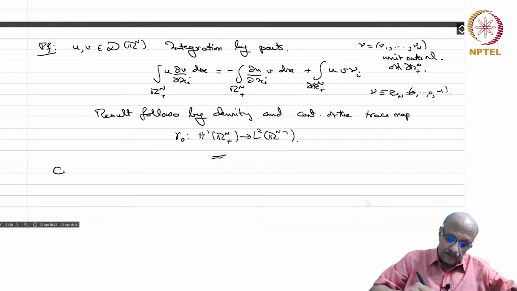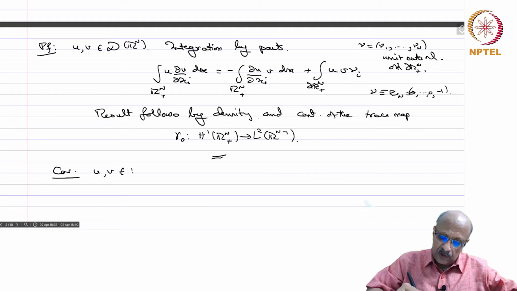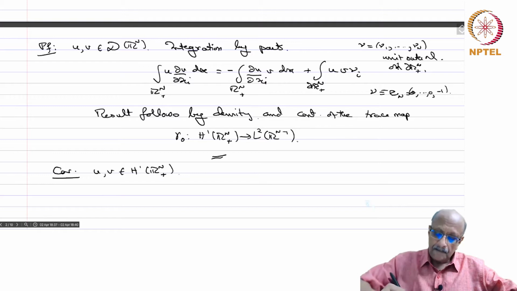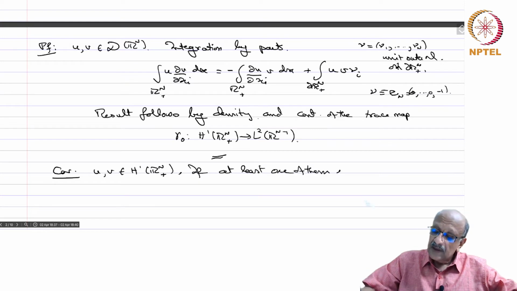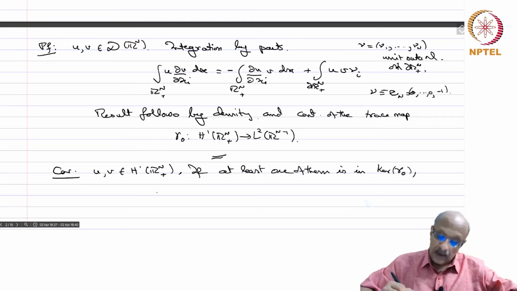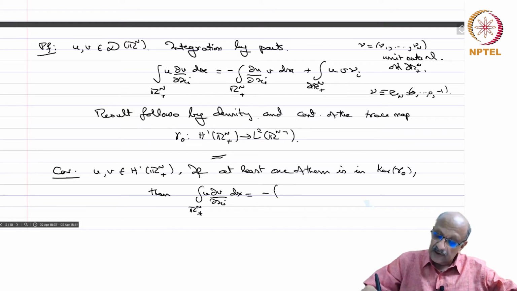So, corollary: u, v in H1 of Rn plus, if at least one of them is in kernel gamma naught, then the integral of u dv by dxi dx on Rn plus equals minus the integral of du by dxi v dx on Rn plus, for all 1 less than or equal to i less than or equal to n.